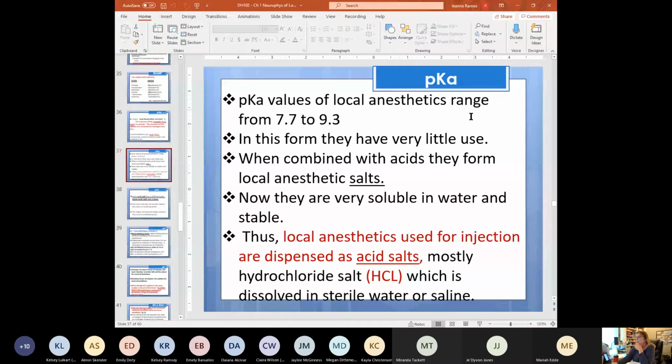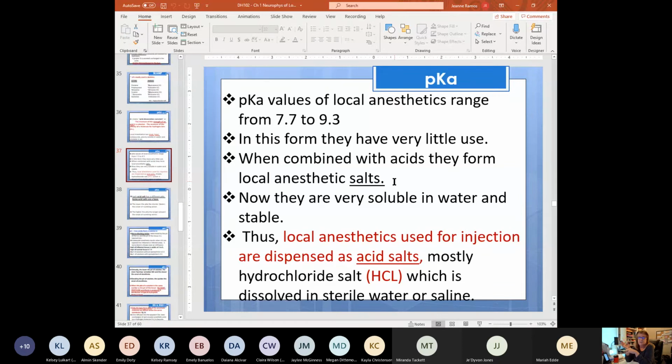So the pKa values of local anesthetics range from 7.7 to 9.3, because we really don't use the 3.51 that much. In this form, they have very little use, but when they're combined with acids, they form local anesthetic salts. And this is going to be a quiz question. I do see this in review books, that when local anesthetics are made into a local anesthetic salt, now that salt can diffuse. Okay, now they're very soluble in water, and they're stable because it was first made into a salt.